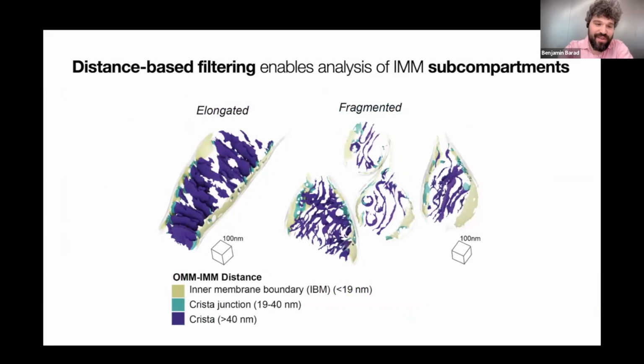So I mentioned we can also use this to subcompartmentalize our features now. This is something in mitochondria, but also many other organelles. Different parts of the organelle have their own functional characteristics. So the inner membrane of mitochondria is a great example of that, where the boundary membrane is where a lot of protein import is organized.